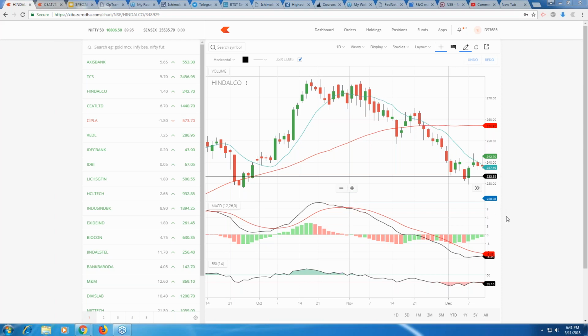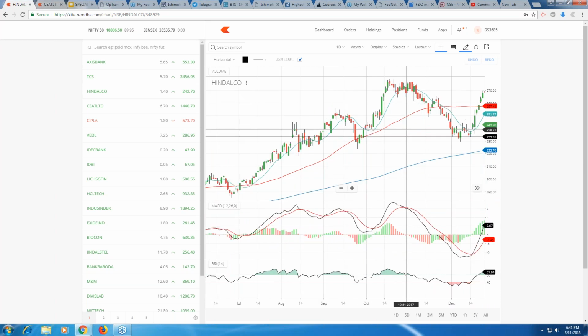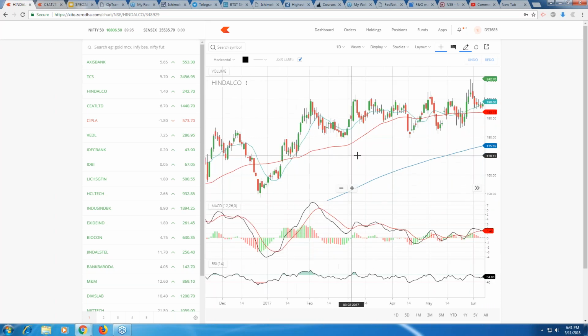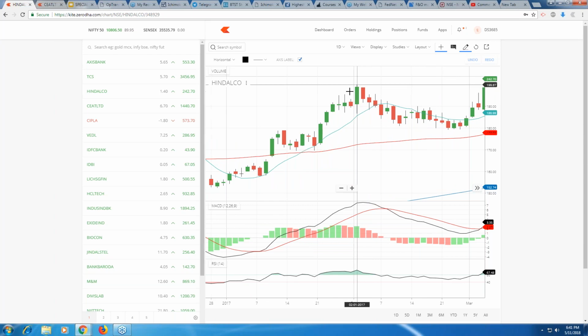When I go to the options, I'll tell you how you really trade using futures and options. Look at this trade. Which candlestick pattern is this? This is bearish harami, right?